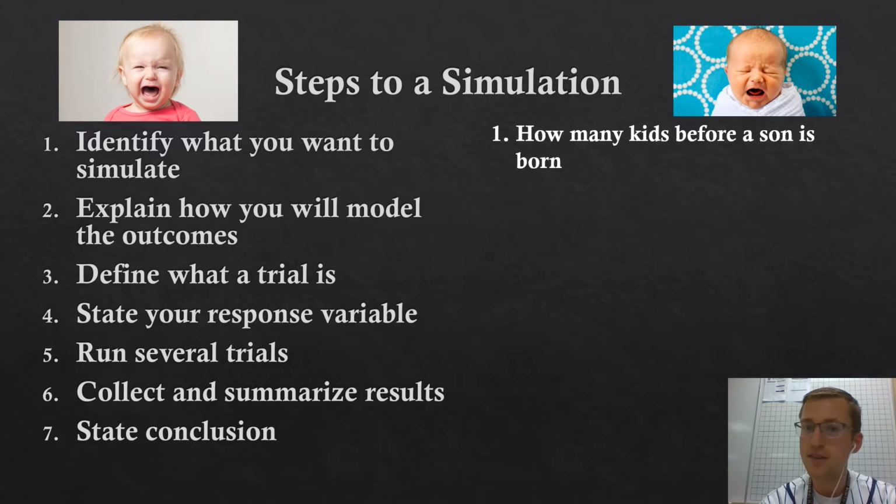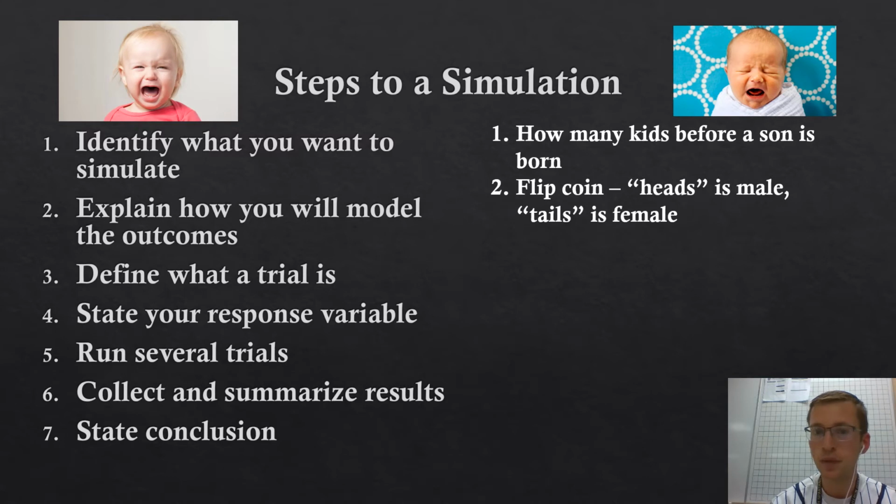So in this case, that is how many kids are born, or excuse me, how many kids before a son is born. So we're going to record how many kids were born before that boy came up. Then we want to explain how we're going to model our outcomes. Well, when it comes to children being born, in general, it's not perfectly 50-50, but we could say it's 50% male, 50% female in terms of babies being born. So maybe in our case, we're going to flip a coin. We'll say that heads is a male and tails is a female.